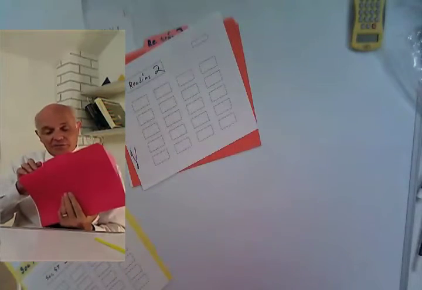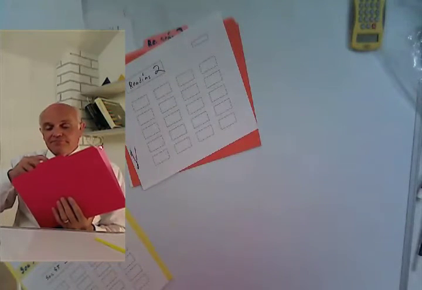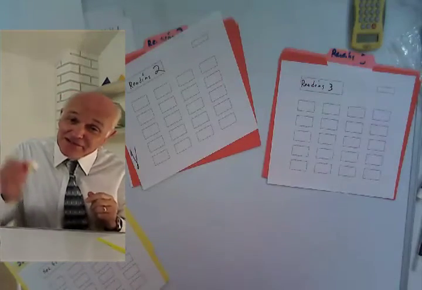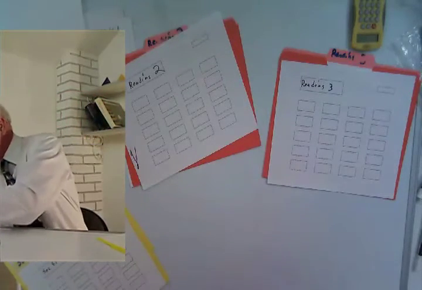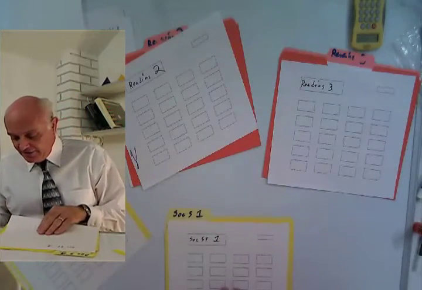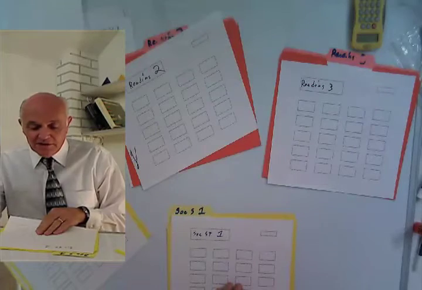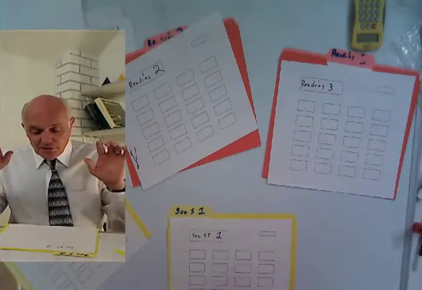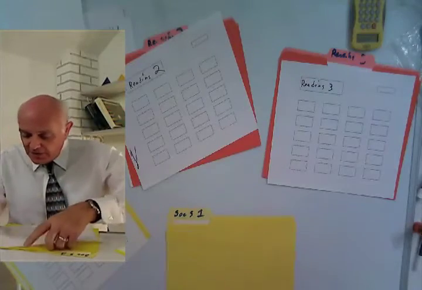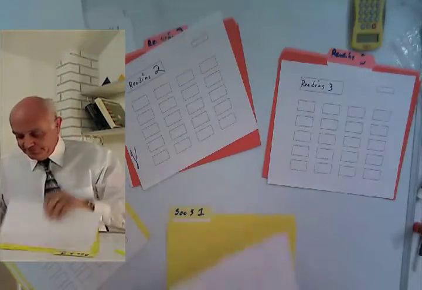And reading 3. You need a glue stick. As a teacher, glue sticks are your friends. Use the glue stick to attach the seating chart to the folder, and do them all the same. So go ahead and glue stick them on.